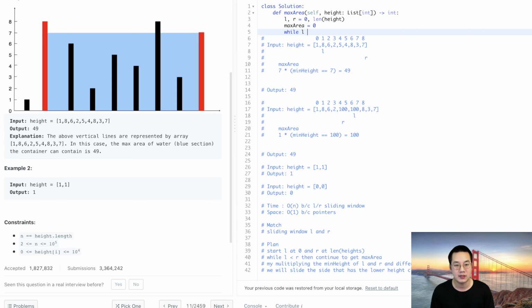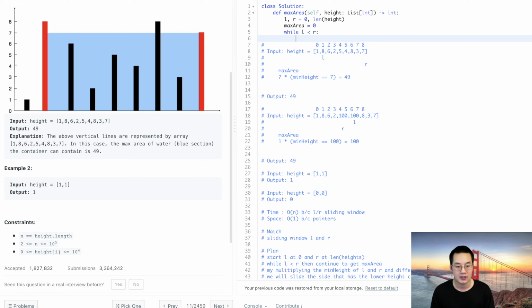So while left is less than right, we're going to get the max area equals max of max area between the right minus left times, what are we multiplying against? The minimum height between the two. So min of height left and height right.